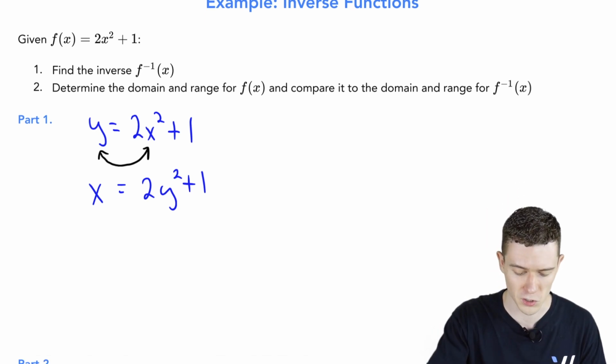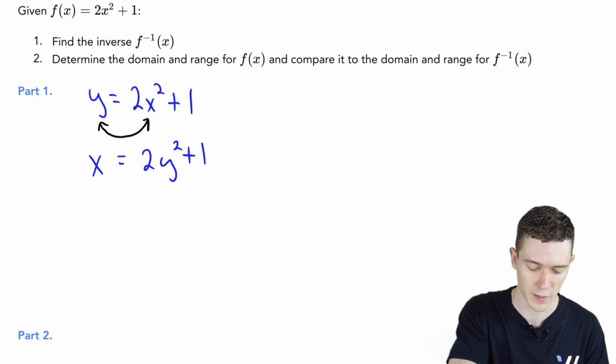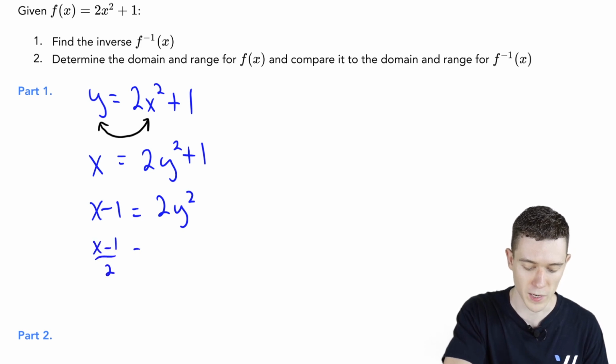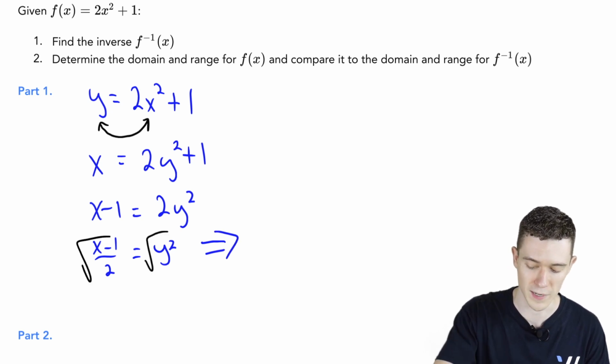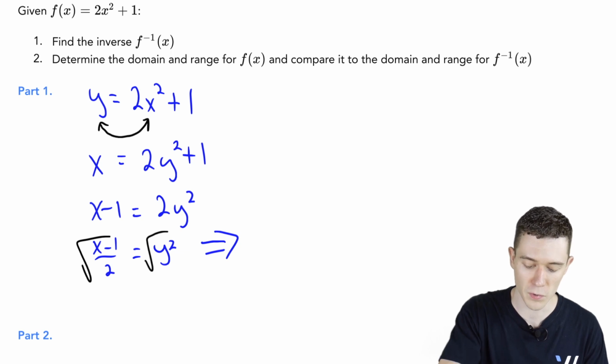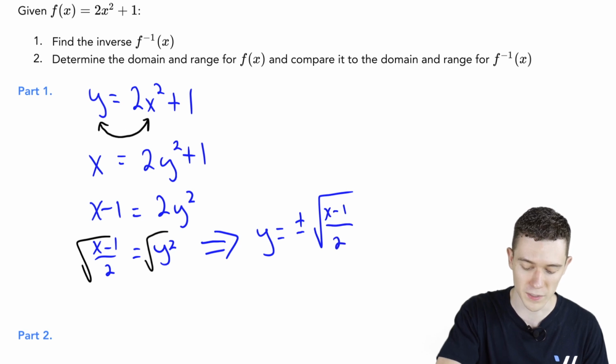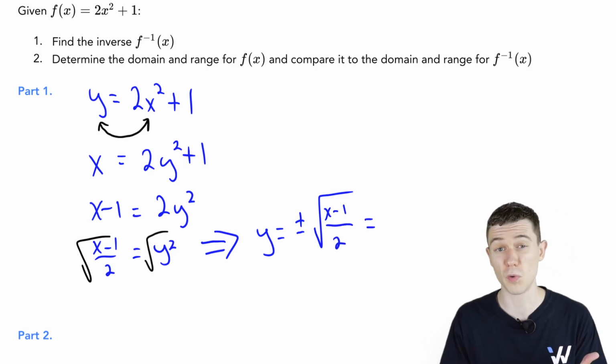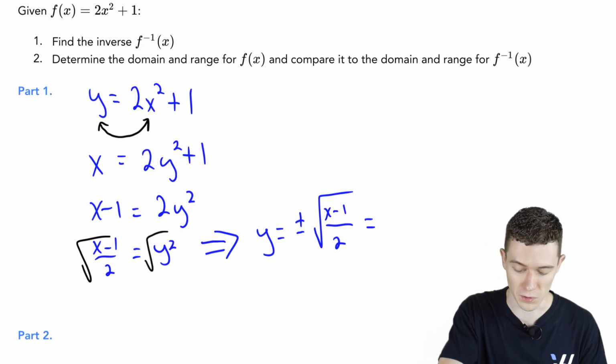So let's just solve for y algebraically. Subtract 1. x minus 1 is 2y squared. Divide by 2. We have this equals y squared. And if we want to undo a square, we can take the square root of both sides of the equation. Just remember, when you're square rooting, we need to use a plus or a minus here. And so this resulting thing, after we've solved for y, this is our inverse, or our supposed inverse function.